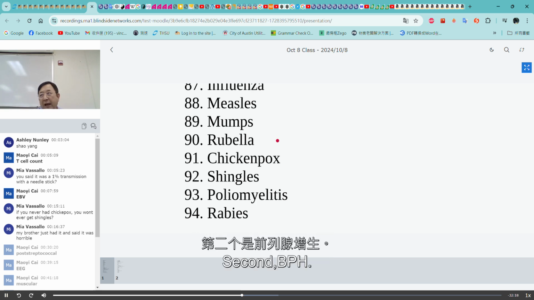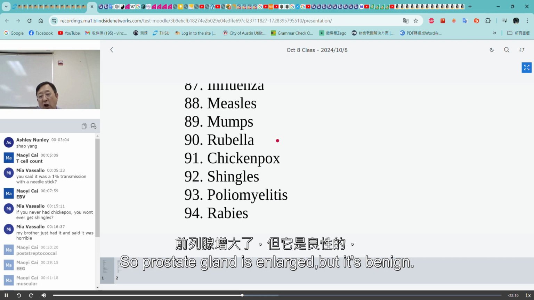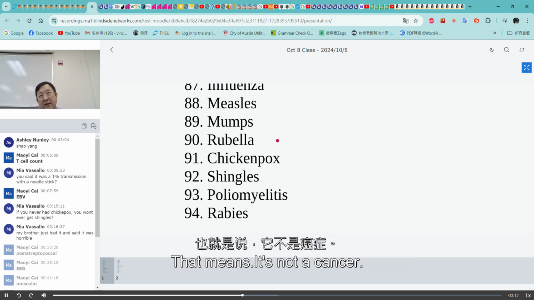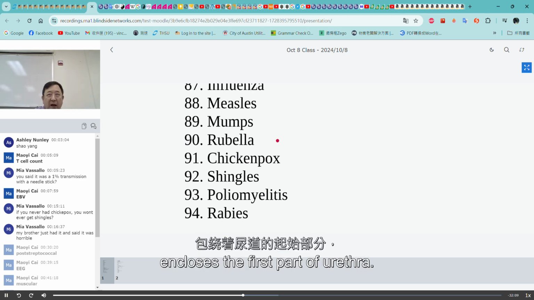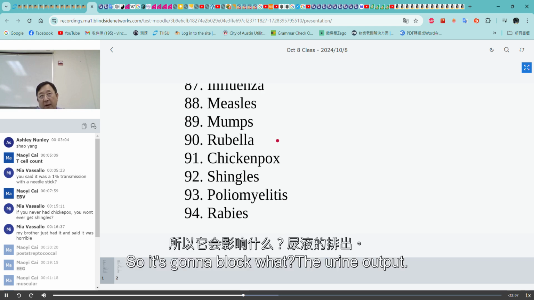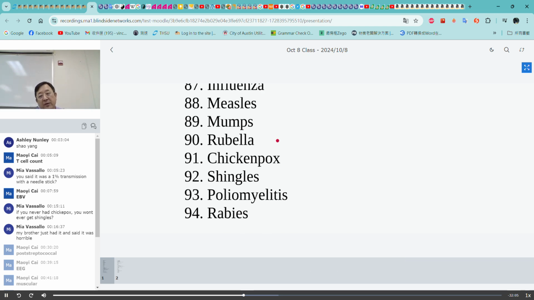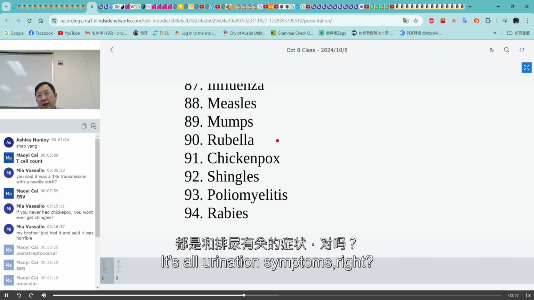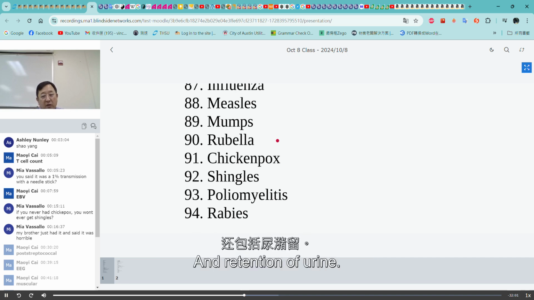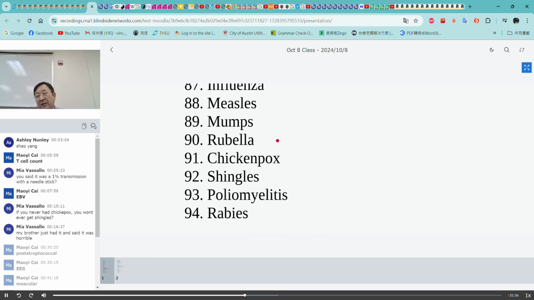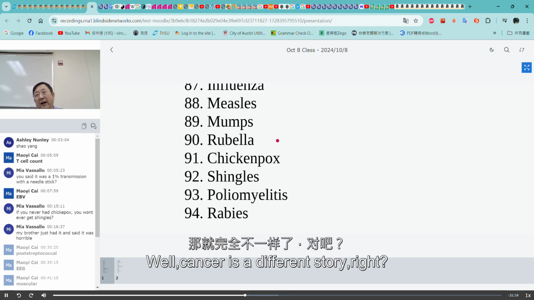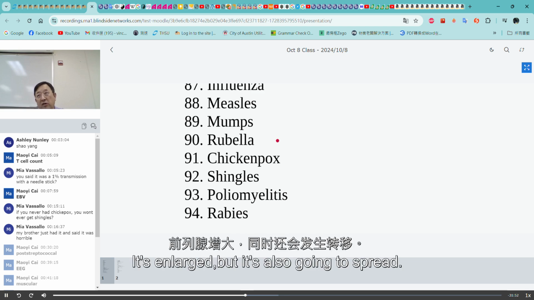Second, BPH. The prostate gland is enlarged, but it's benign. That means it's not a cancer. But don't forget, the prostate gland encloses the first part of the urethra. So it's going to block what? The urine output. So mainly the symptoms are all urination symptoms, and retention of urine. So that's benign. But compared to prostatic cancer, well, cancer is a different story. It's enlarged, but it's also going to spread.